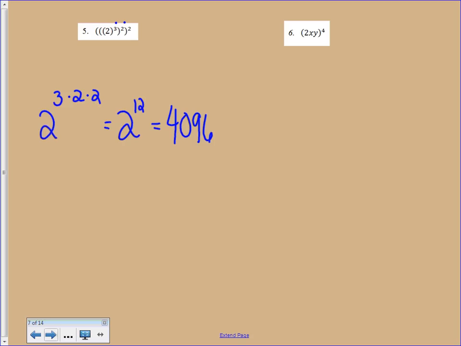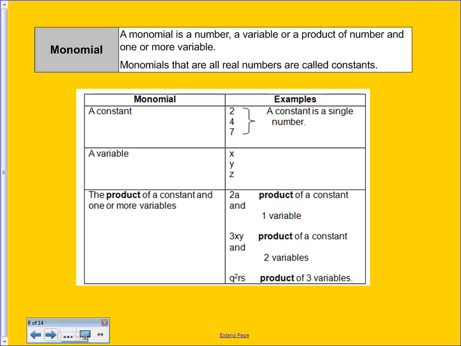Next, we're going to talk about monomials a little more in depth. So when you're looking at a monomial, okay, it is a number, a variable, or a product of a number and variables. You'll notice that that is actually the same definition of a term. So a monomial is a term. They are the same thing. Okay, if we only have one term in our polynomial, it's called a monomial.